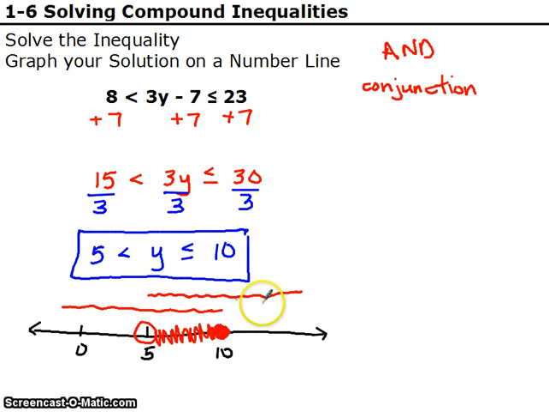Now you don't have to do this double shading every single time. I just wanted to show you and be explicit about it this first time we're going through it. When you look at this, I think of y is in the middle, so my shading should be in the middle.